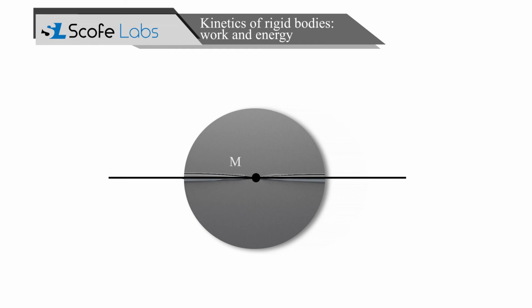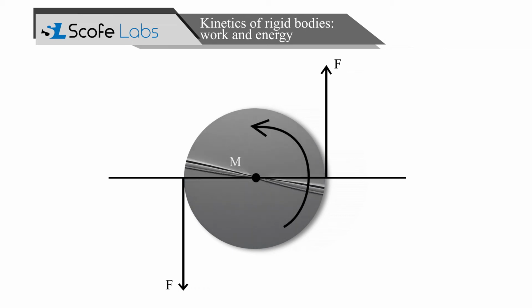Let us see work done by a couple. Suppose two equal and opposite forces F act tangentially to a wheel and rotate it through an angle theta, then work done is equal to moment into angle theta. This is considered as positive if the direction of M and the direction of rotation both are in the same sense.